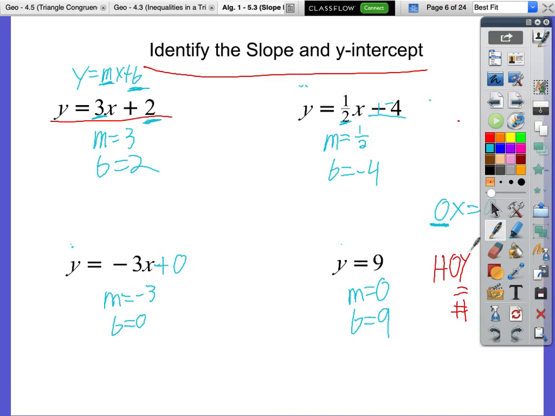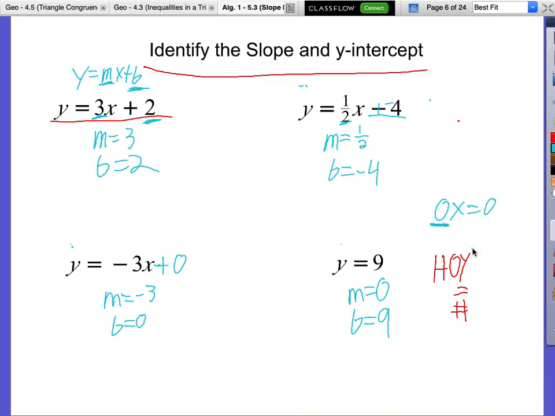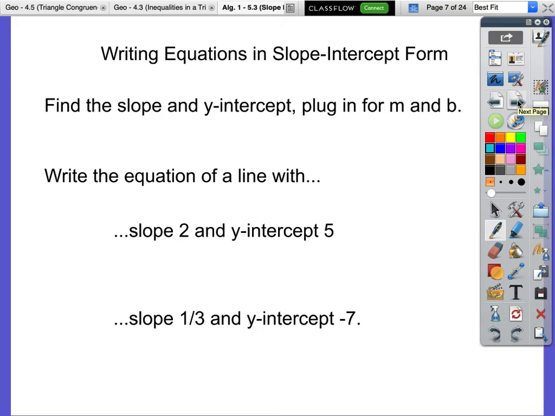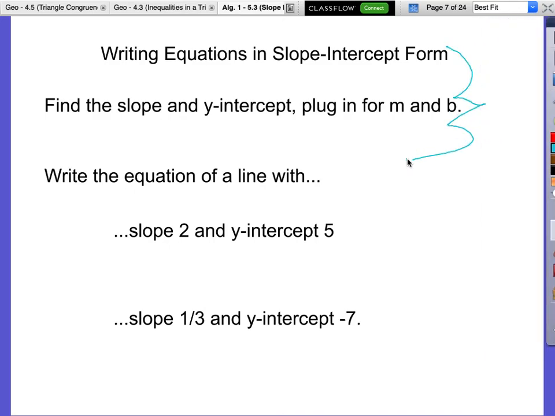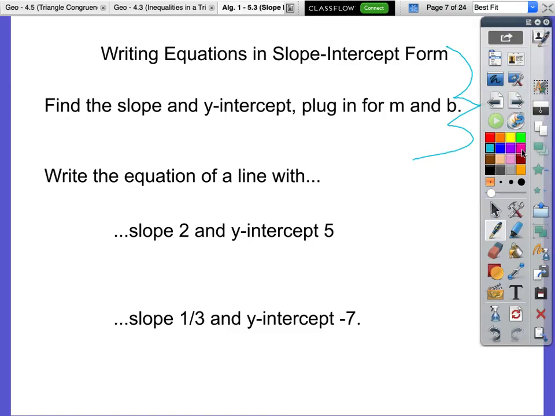Okay, and then we wrote this down, right? Or we wrote the first part down at least? We just wrote the slope. Okay. So, write an equation in slope-intercept form. Find the slope and y-intercept, plug it in for m and b. So write the equation of a line with these different things. What this means is we're going to write this in slope-intercept form.